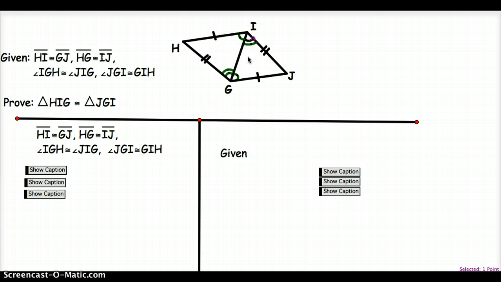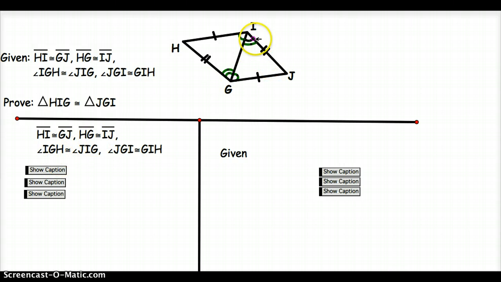So what are we missing? What do we not know right now? We've covered these two sides and these two sides, so what side are we missing? Yeah, IG. We didn't talk about IG. What angles are we missing? Basically, we're missing angle H and angle I, or J. Okay, so let's work on our proof here.